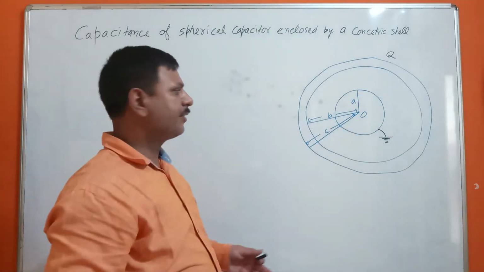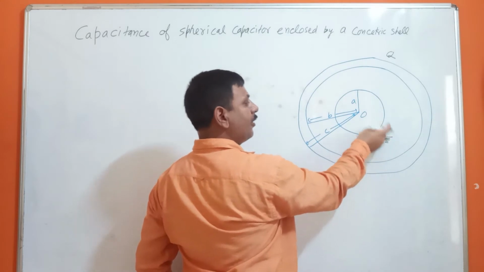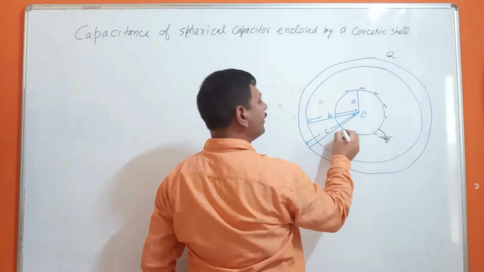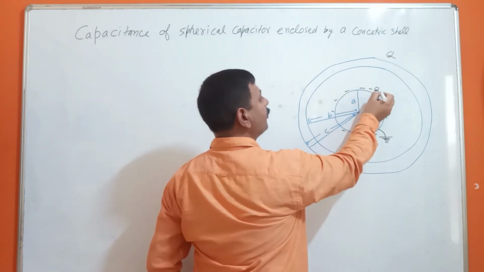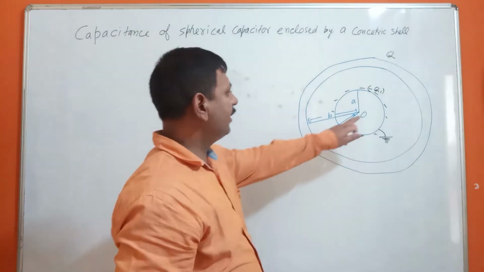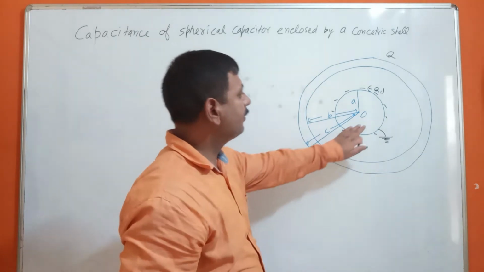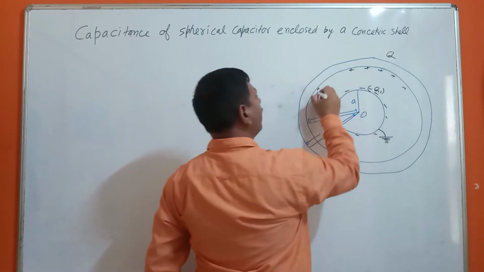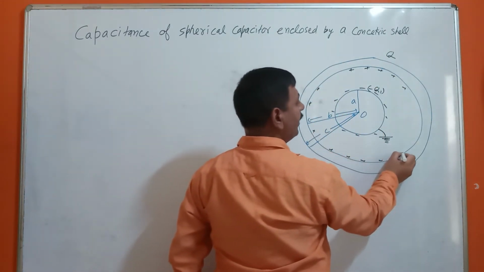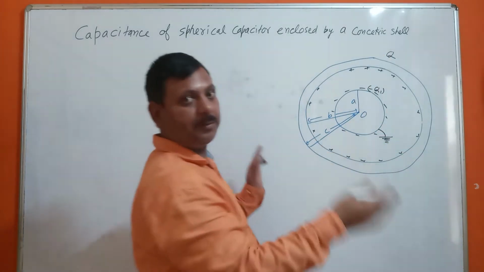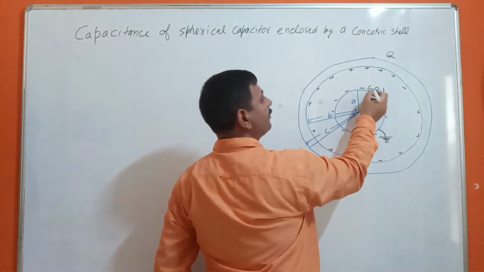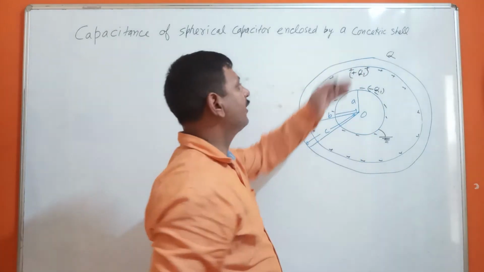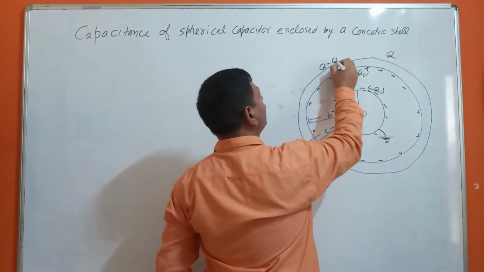So see here, by induction, suppose electrons have come to the inner surface. This inner surface has charge minus Q1. Here minus Q1 electrons will come, so the inner surface has charge minus Q1. So what happens? This surface will have plus Q1 charge by induction. The inner surface of the outer spherical shell has plus Q1, so what will be the remaining charge of the outer surface? This will become Q minus Q1.